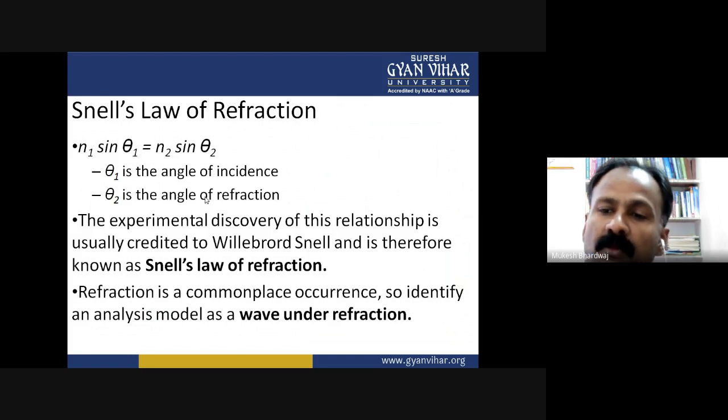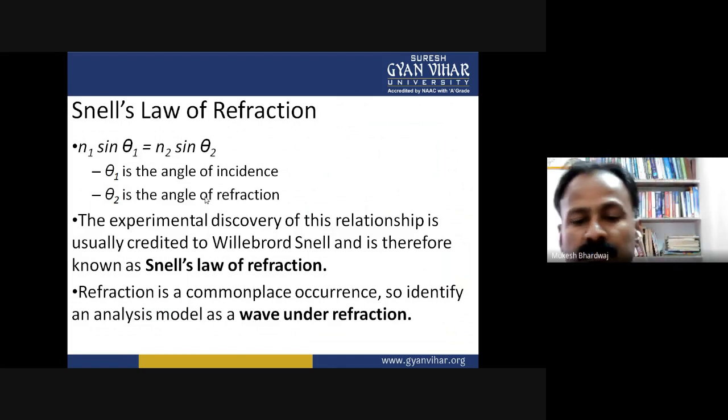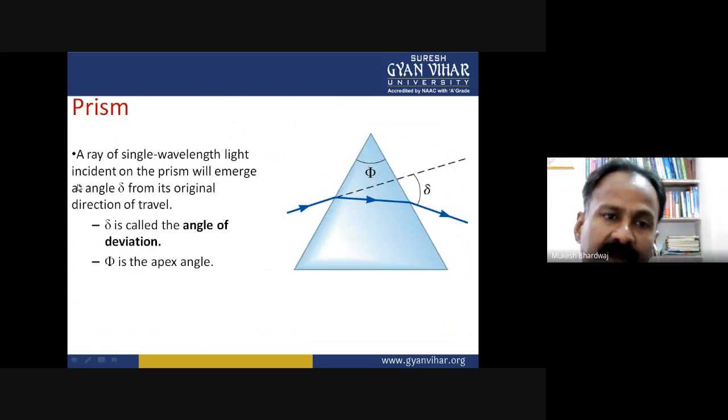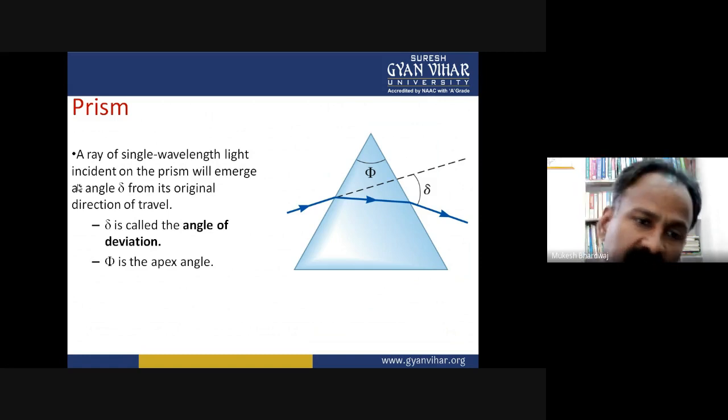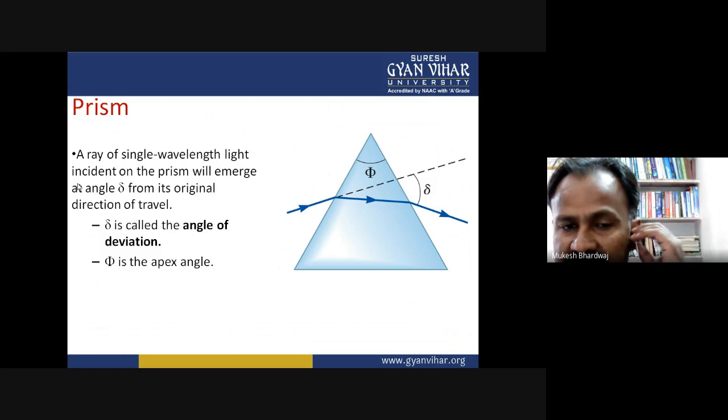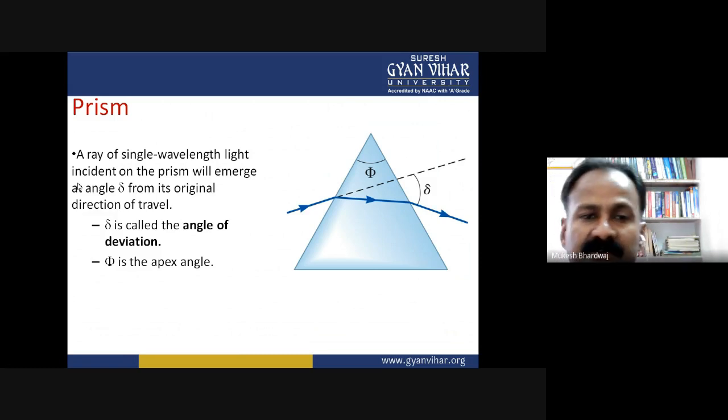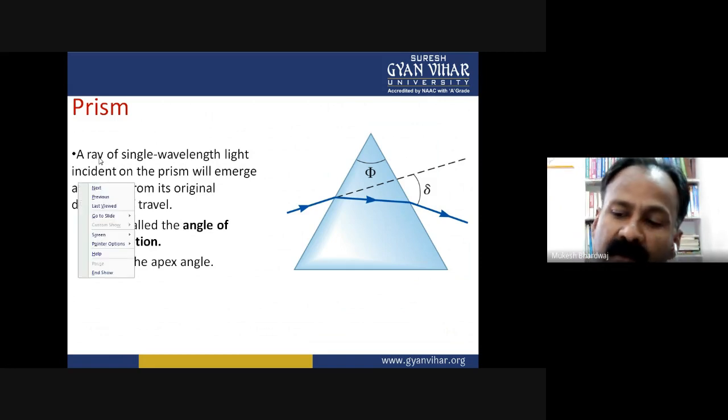So this is known as Snell's law, and it has already been covered. We also discussed the quantum nature of light. Now, moving further, the prism: a ray of single wavelength light incident on the prism will emerge at an angle delta from its original direction of travel. Delta is called the angle of deviation, and phi is the apex angle.